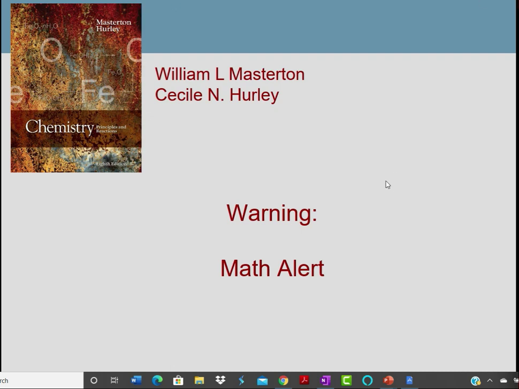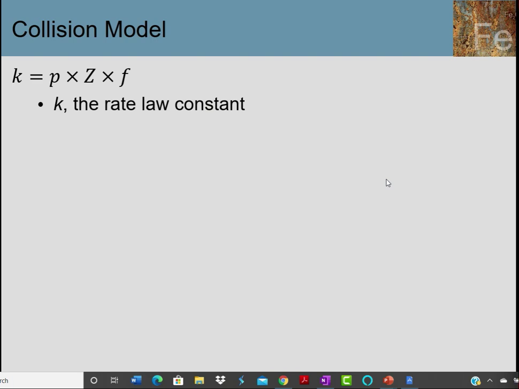So, math alert. This is what the collision model's mathematical representation looks like. It says that the K value, that's the K that we calculated back in section 2, the rate law constant, is dependent on three factors: the P factor, the Z factor, and the F factor. Let's talk about what those three are.